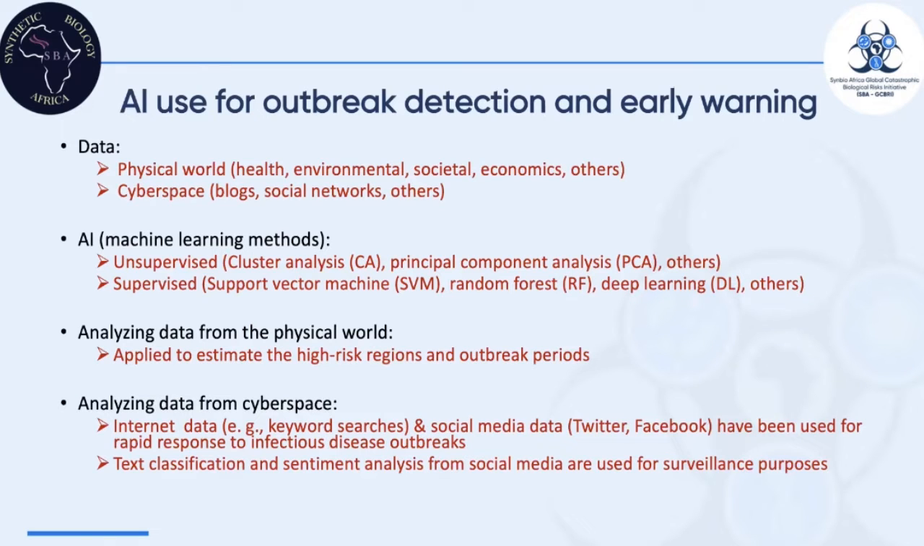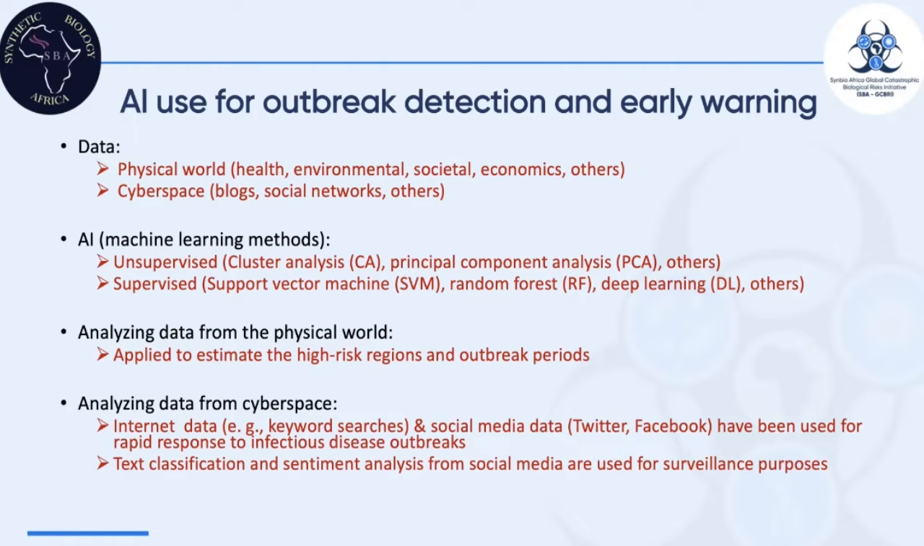Okay, so I'm going to divide this into the type of data, the type of machine learning, and what we can get from that. We have two types of data that we can use from medical or public health. One is what we call physical: health data, environmental data, society, economic, and others. And we have cyberspace data: blogs, social networks, and others.